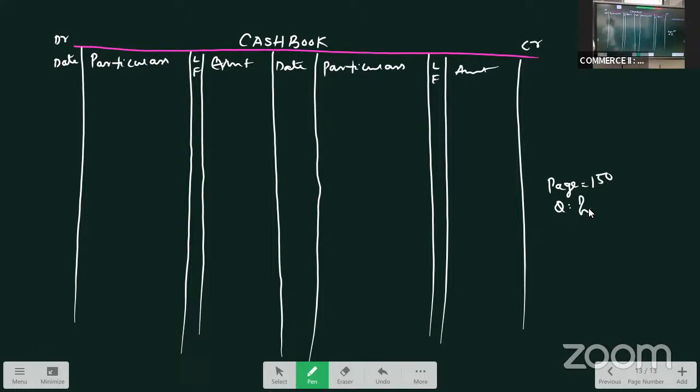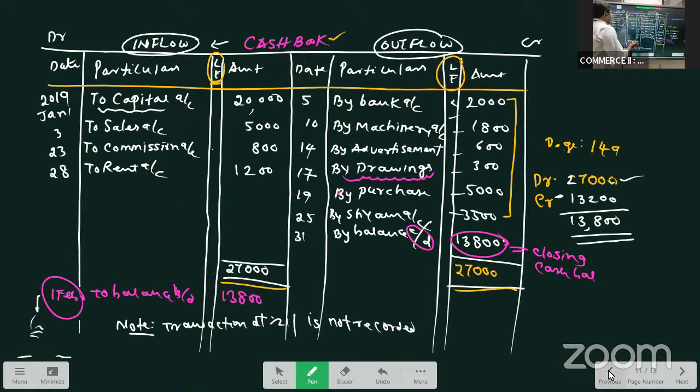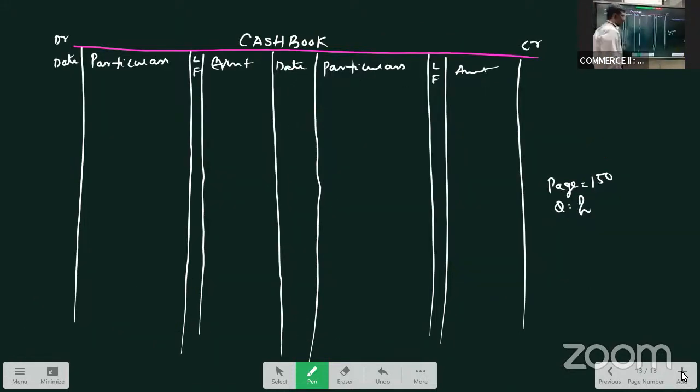2019 April 1 cash balance. That is the opening balance. In the last problem we did, it was given as business commenced with, so we wrote capital. But here it is given as cash balance, so we should take it as opening balance, to balance brought down. How much is it? It is 12,000. Cash always shows debit balance. Take it on the debit side.